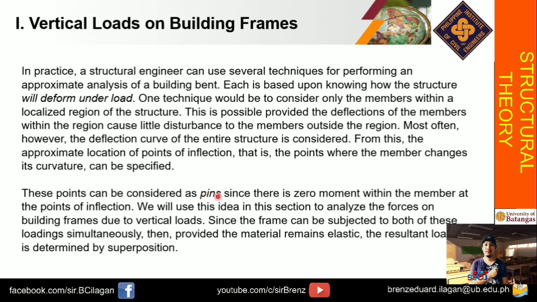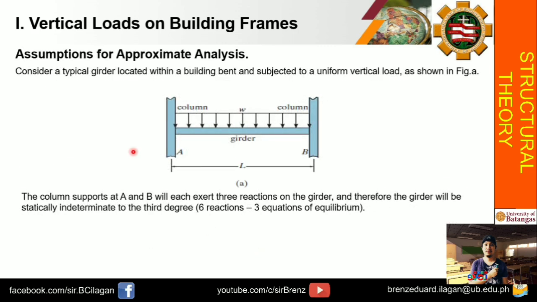So from this, the approximate location of points of inflection, that is, the points where the member changes its curvature, can be specified. These points can be considered as pins since there is a zero moment within the member at the point of inflection. Okay, so sa point of inflection mo, kung saan malolocate mo yung mga pin, makikita nyo mamaya, doon magkaaroon ka kasi ng zero moment, di ba? And we will use this idea in this section to analyze the forces on building frames due to vertical loads.